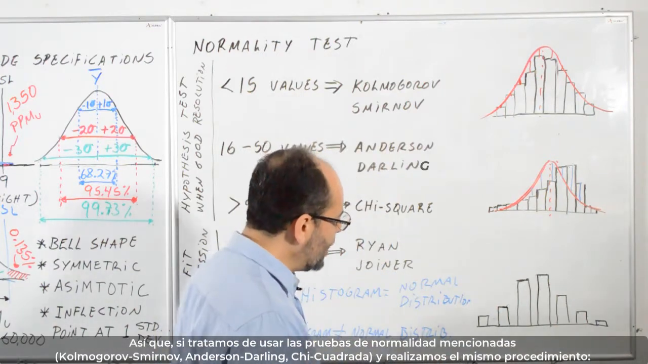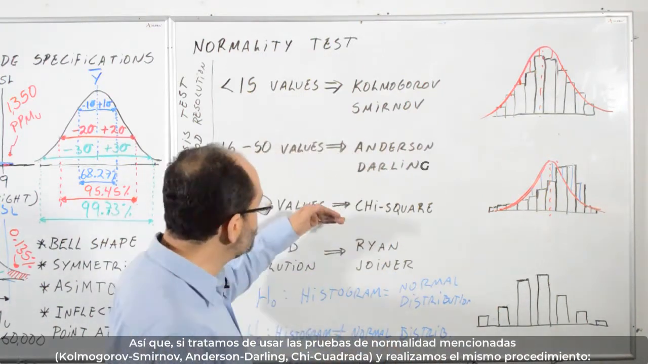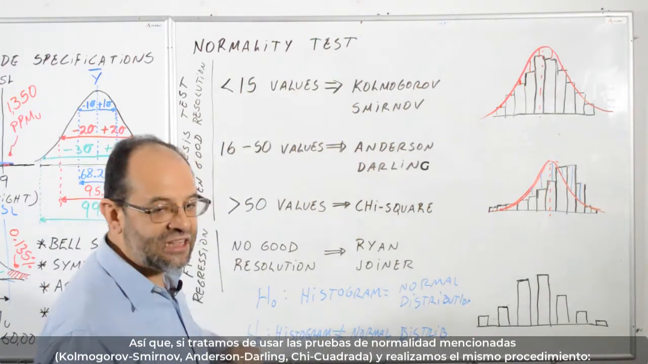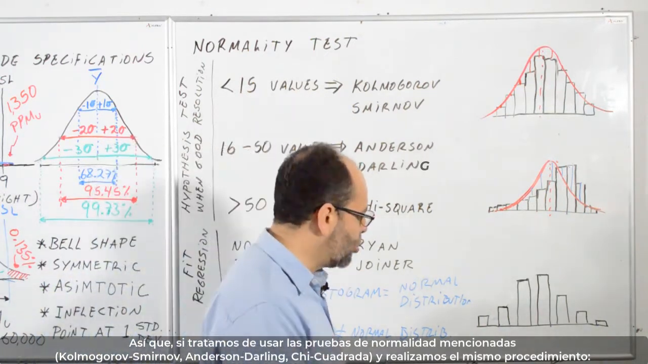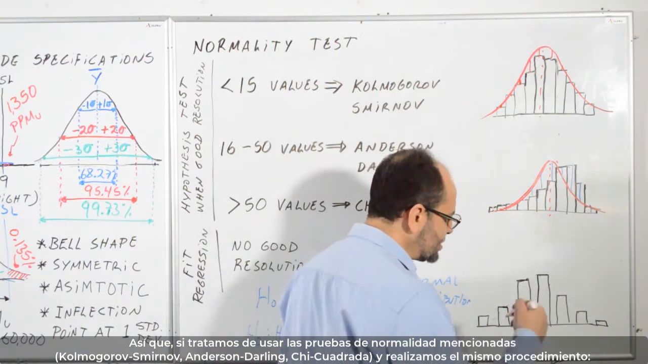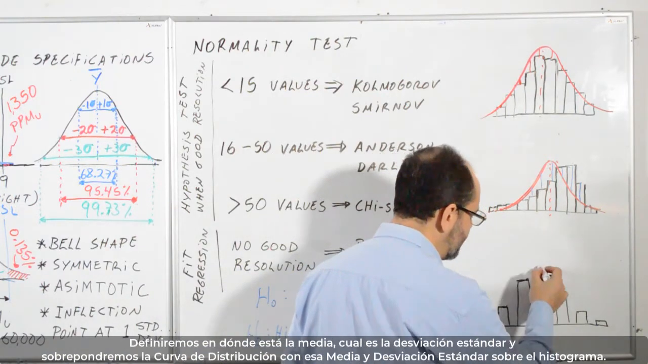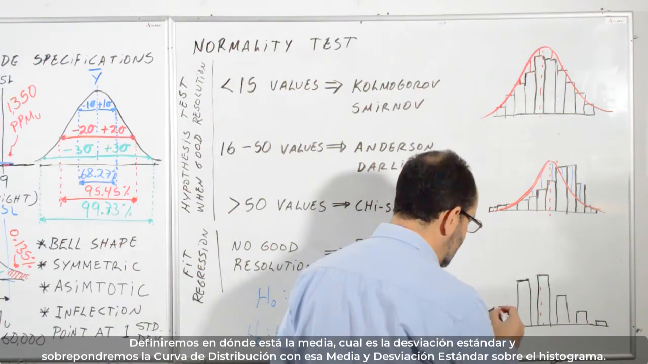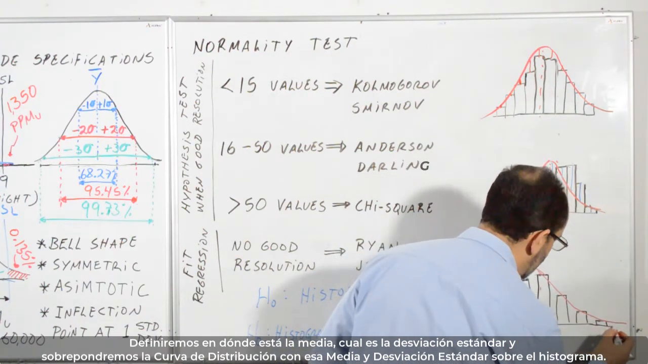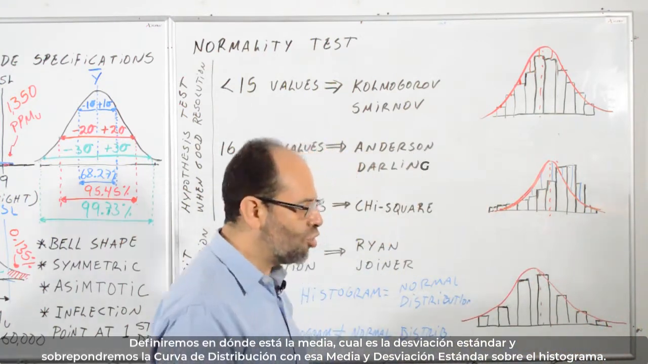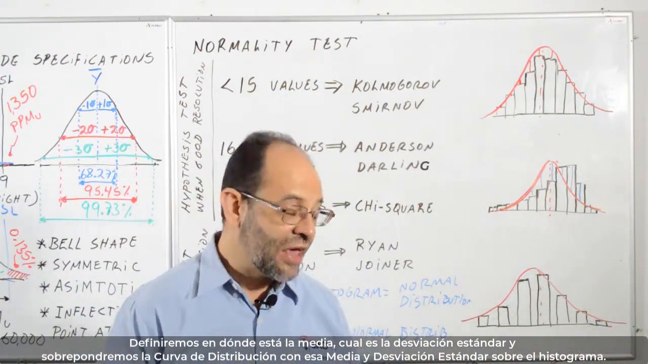So well, if we try to use the same test, Kolmogorov-Smirnov or Anderson-Darling or chi-square, you will have to do the same process. So you will define where is the mean, what is the standard deviation, you will define the normal distribution, and then you overlay the normal distribution on the histogram.